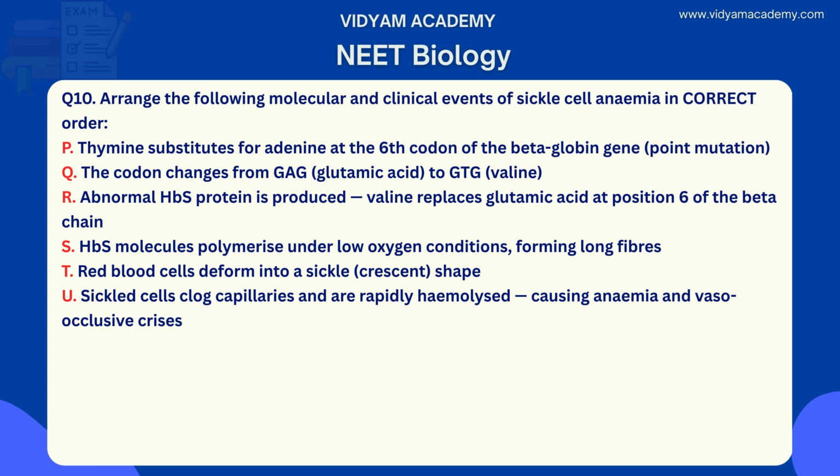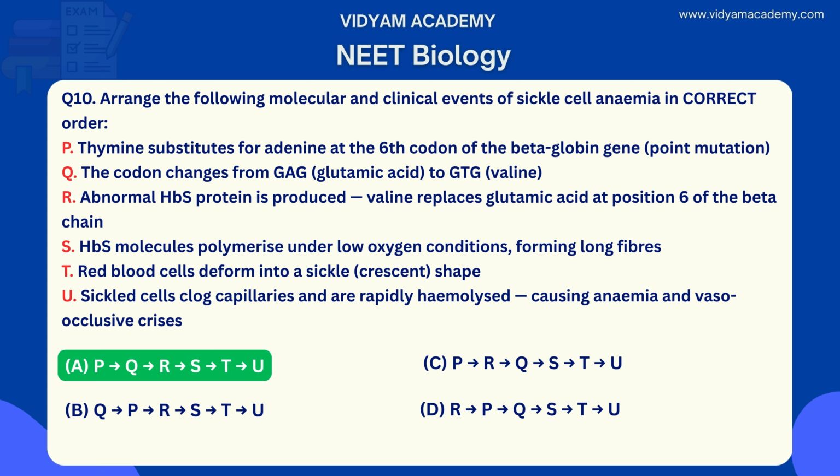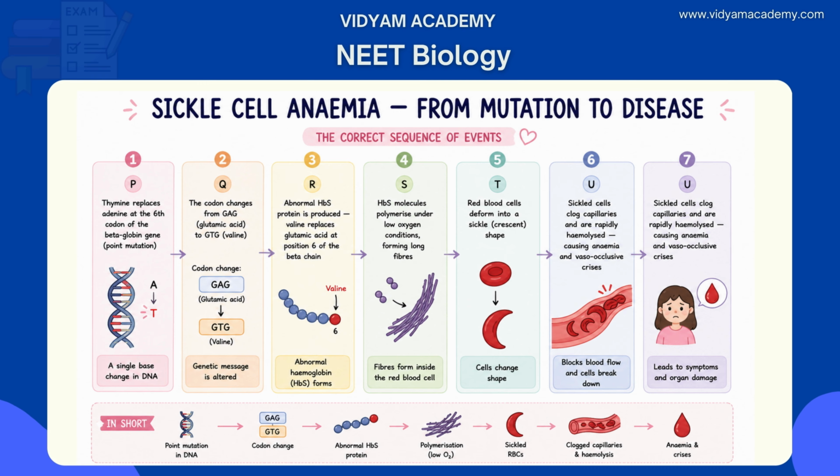So here are the options A, B, C, D. A, PQRSTU. B, QPRSTU. C, PRQSTU. And D, RPQSTU. What is the right answer? The right answer is option A, PQRSTU. That sequence is absolutely correct. You know the answer because the pathological cascade begins with the single DNA point mutation where thymine replaces adenine in the 6th codon of the beta globin gene.